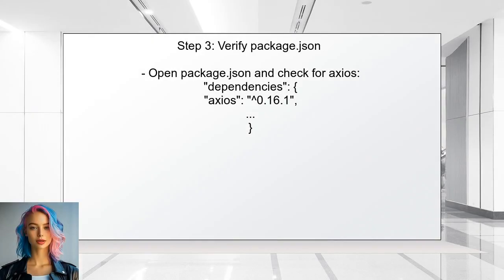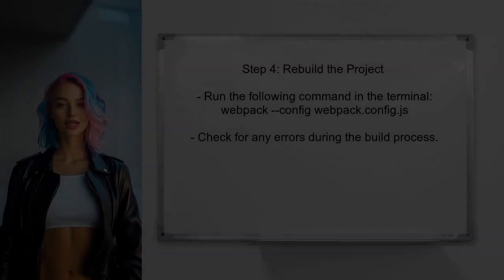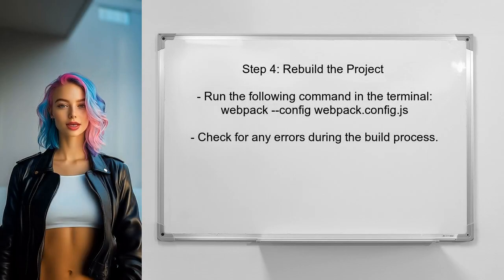After ensuring Axios is imported, the user should check their package.json file to confirm that Axios is listed under dependencies. This ensures that Axios is installed and available for use. Finally, the user should rebuild their project using Webpack to ensure that all changes are applied. This can be done by running the Webpack command in the terminal.